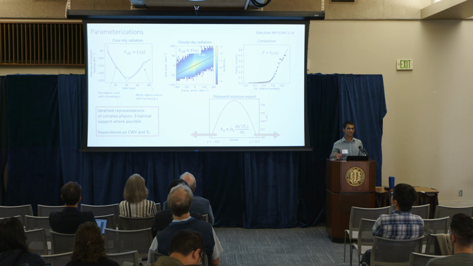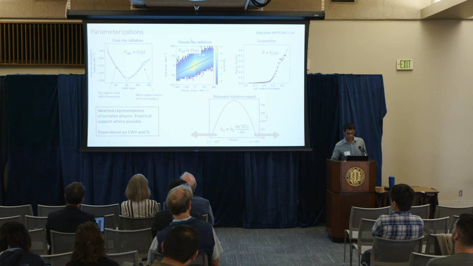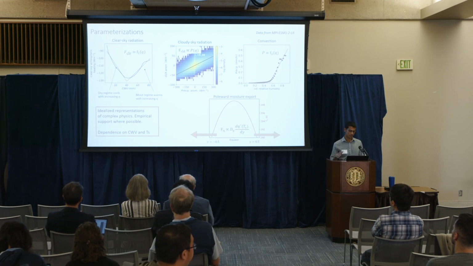All right, so we have a simplified setup, and we need physics in it. So we have parameterizations, and these parameterizations, without going into too much detail, include radiation, clear sky and cloudy sky radiation, convection, and poleward moisture export. So the domain is not closed, so moisture and dry static energy are allowed to exit or enter the domain, and we sort of parameterize this based on the profile of surface temperature.